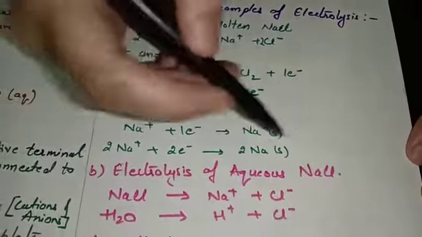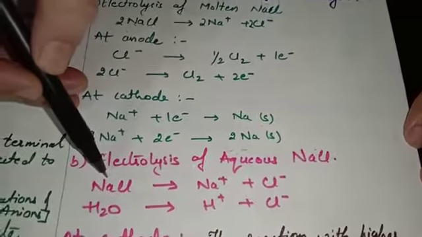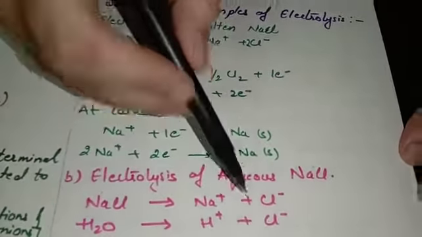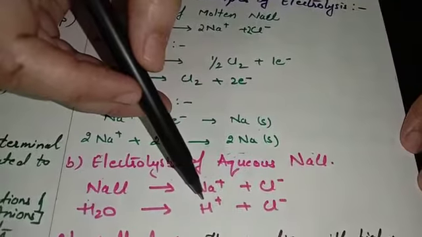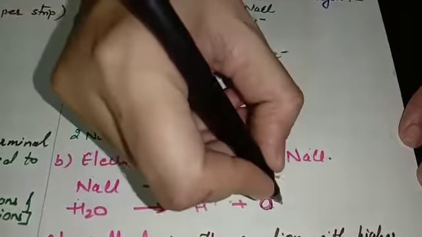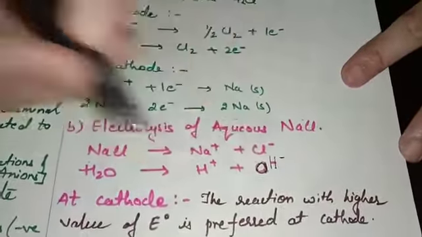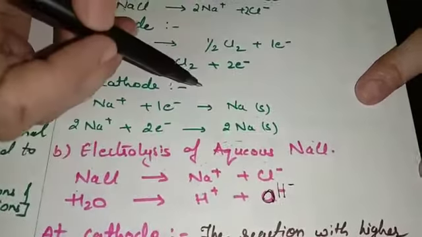Aqueous NaCl means that apart from NaCl, water is also present. So in the first step, NaCl decomposes to form sodium ions as well as chloride ions. Second step, water decomposes to form H plus ions as well as OH minus ions. So we can see here two positive ions are present as well as two negative ions.